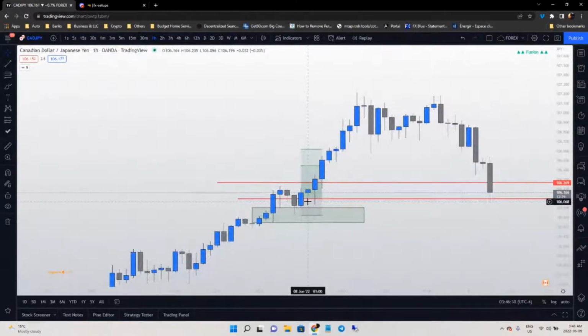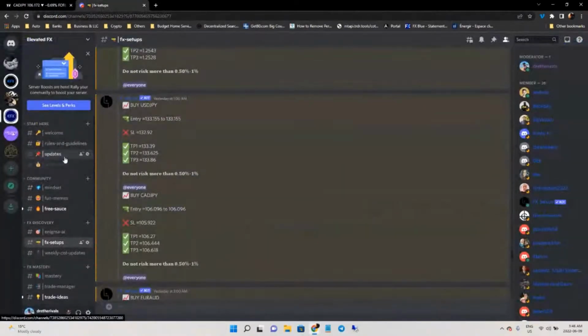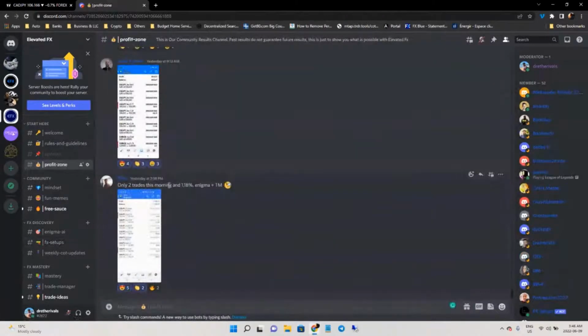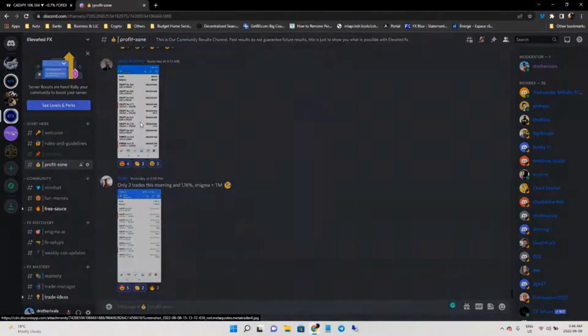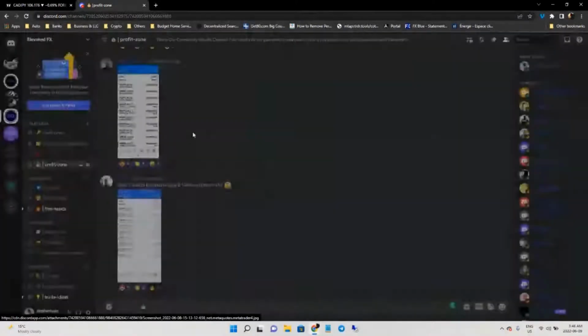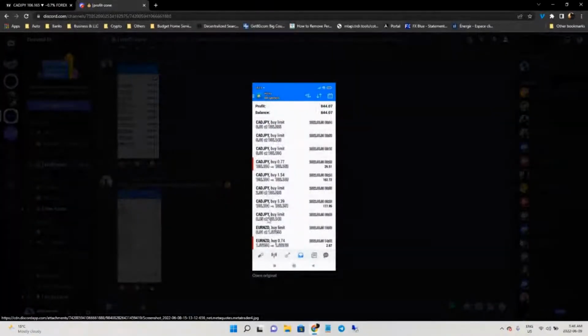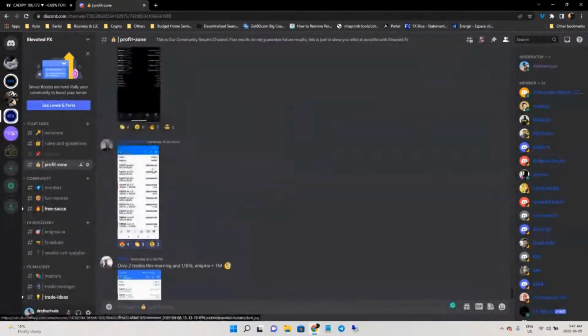CAD-JPY was set up here, and I'm going to show you the profit zone that we have with EFX. People that took the trade idea here crushed it. For example, shout out to Joseph. He took the CAD-JPY trade as a pending order. I'm pretty sure he was using the trade manager with that.